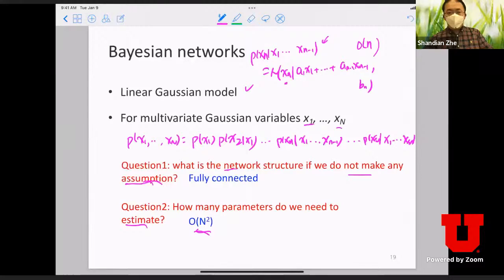So for any conditional distribution P of xn conditioned on x1 to xn minus 1, you need to know the coefficients for each conditioning variable. Linear Gaussian just means I use a linear combination of the conditioning part to model its mean. So mean plus variance will take n parameters, and you're going from x1, x2 to xN. You sum up together, and this gives O(n squared) parameters. Any question?